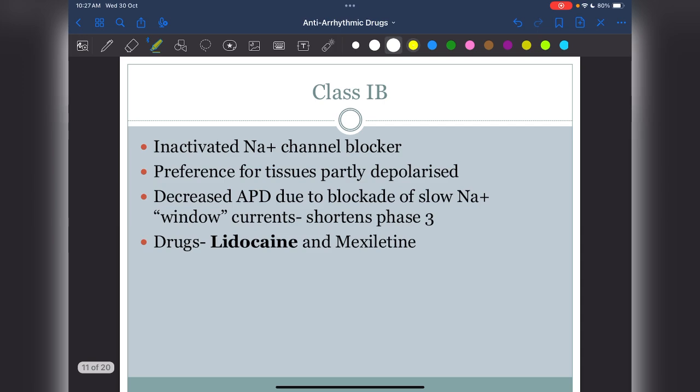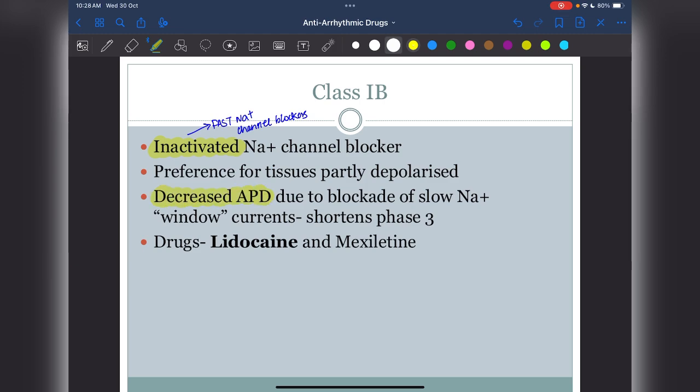Now coming to class 1B drugs, which block inactivated sodium channels. Because they block inactivated sodium channels, they are known as fast sodium channel blockers. Because the channels are already in their inactivated state and you are blocking them further, there is very fast blockade. They act preferentially on tissues that are partly depolarized. Why? Because, as we have already told, sodium channels are inactivated when there is depolarization. Only once the cells turn into a depolarized state will the sodium channels be in their inactivated state.